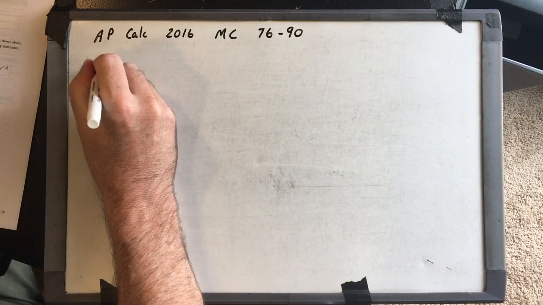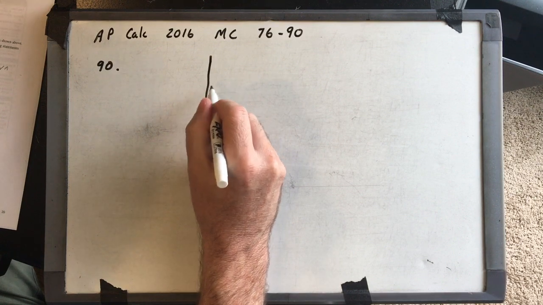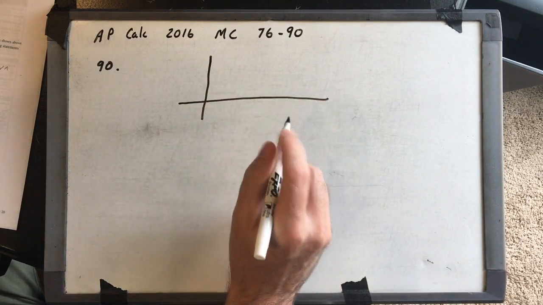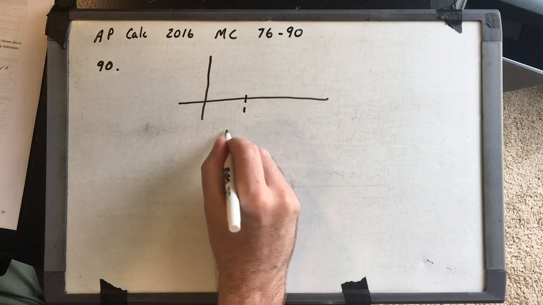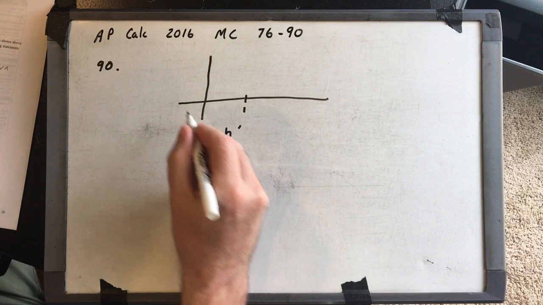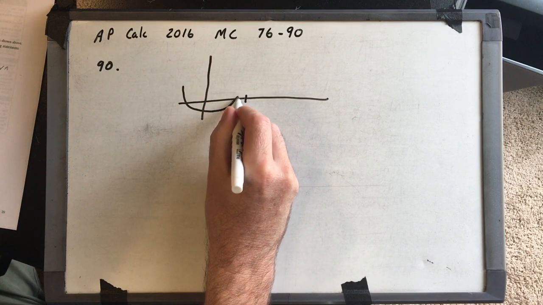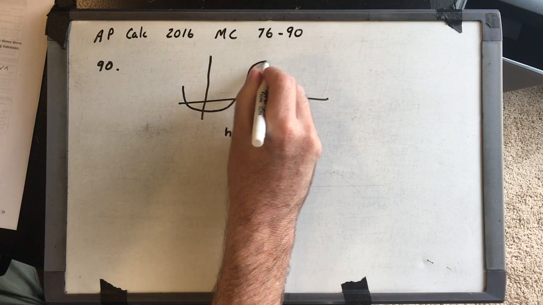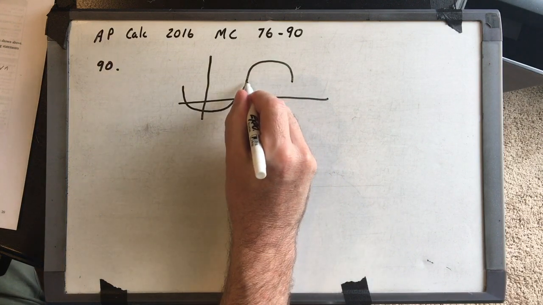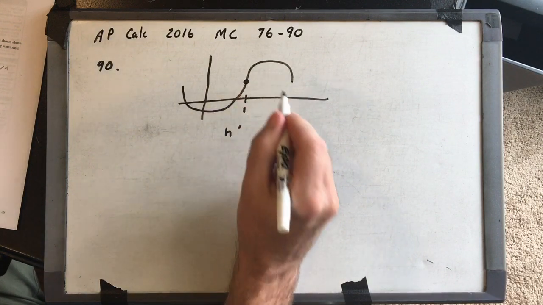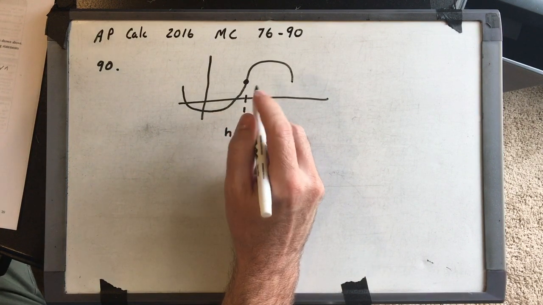Number 90. All right, so you wouldn't have a problem like number 90 exactly, but the concepts are in play. So it gives you a graph of a derivative, h prime. And it kind of goes like this, and it's going straight up there. Goes like this. Okay, and right here, at 1, you've got a vertical tangent line, okay?